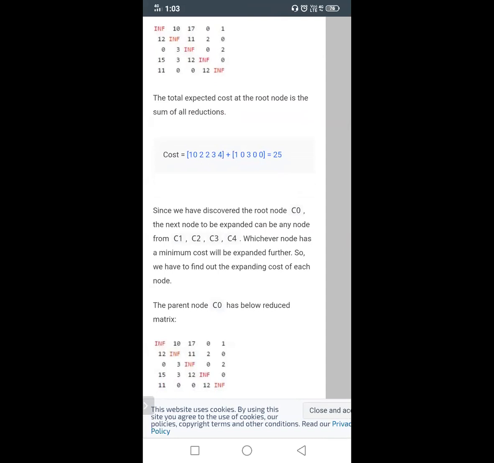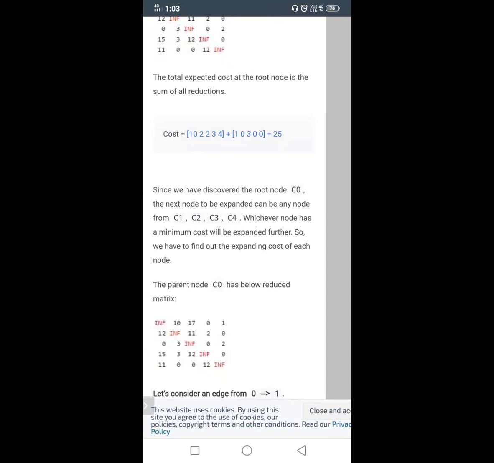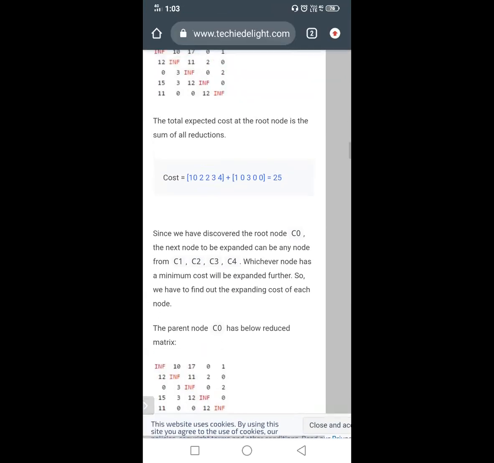Then we have the formula, how to find the cost. So the cost is the total row minimum cost plus the total column minimum cost. That is 10 plus 2 plus 2 plus 3 plus 4 plus 1 plus 3. Total 21 plus 4. We got the value 25. Okay, clear students, or any doubt?